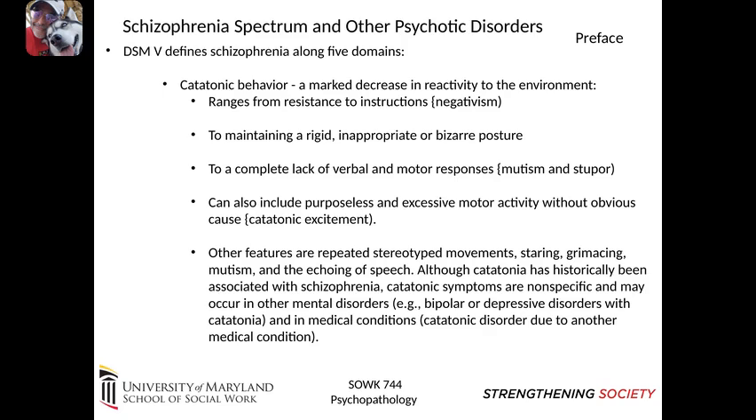And then you see other things, repeated stereotyped movements, again like head shaking, staring at people or at things, grimacing, verbal unresponsiveness, or just verbal echoing of speech. So catatonia can represent a lot of different things. Definitely, sometimes it can be very dramatic and overt, but many other times it can be much more subtle, at least in my experience.